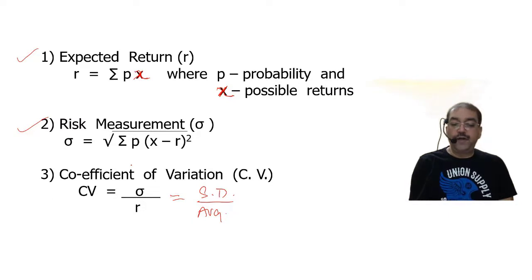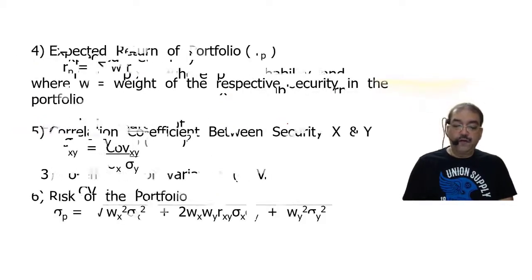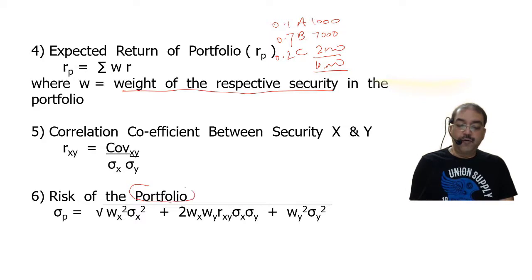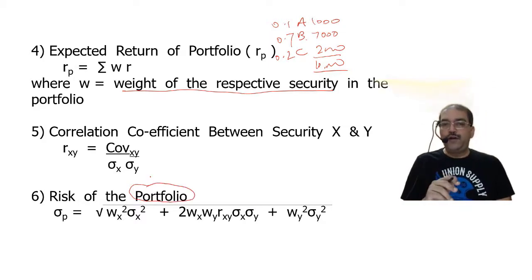Risk measurement of the security. This is of an individual security. Now I am talking about what? Risk of portfolio. An entire portfolio made up of maybe two securities.